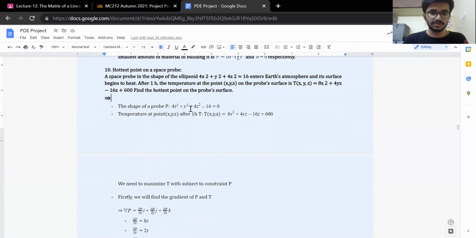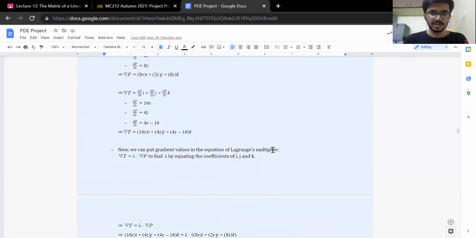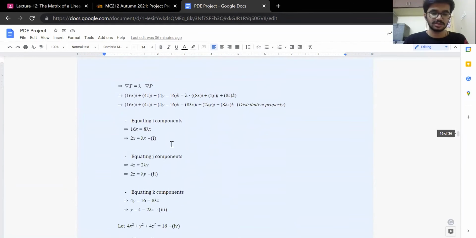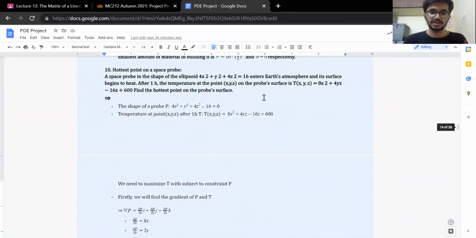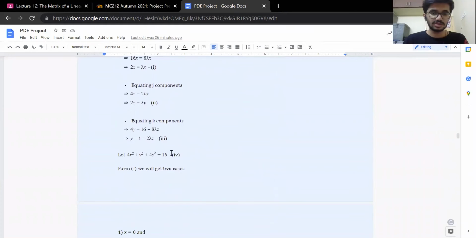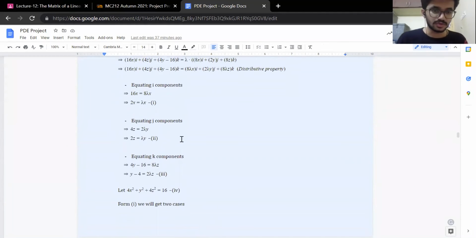We are given both equations. So we first found the gradient and then applied the Lagrange multiplier. We need to maximize T, the temperature, subject to the constraint of the shape P. The given equation we just equated in the i, j, and k form. So we got 3 equations, and from this we found 2 cases.